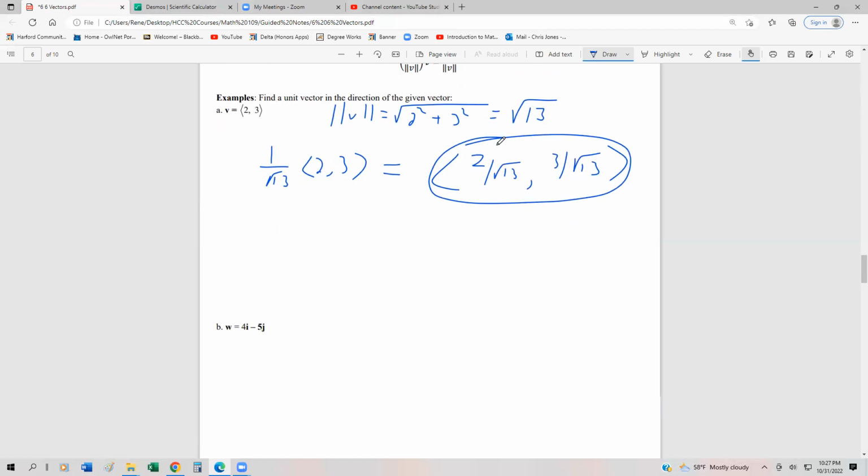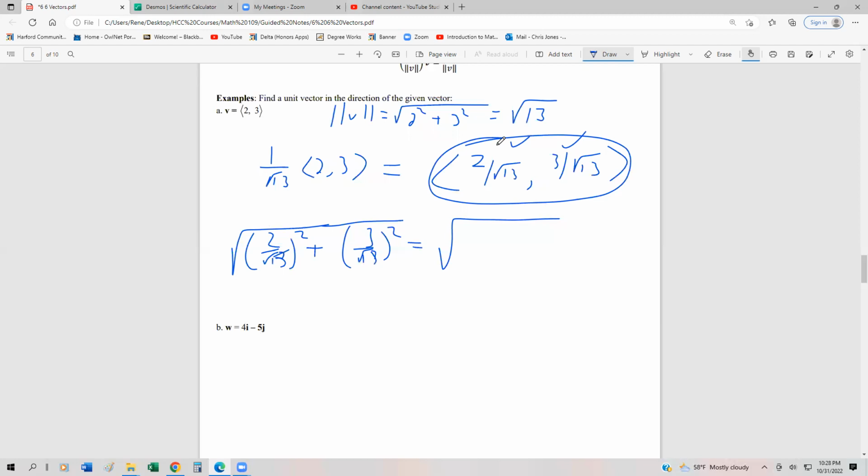Just to show you how to check that it's a unit vector, we could find the magnitude of this by finding the square root of 2 over root 13 squared plus 3 over root 13 squared. We know that 2 squared is 4, and 13 under a radical squared is 13. 3 squared is 9, and then again 13. And so this ends up being the square root of 13 over 13, which is root 1, which is 1. So that's how, if you really wanted to check, you would verify that it is a unit vector in the direction.